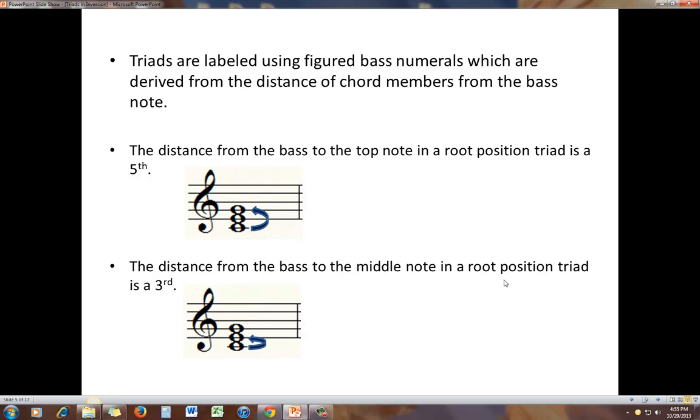Triads are labeled using figured bass numerals, which are derived from the distance of the chord members from the bass note. And figured bass is a practice which originated in the Baroque era, so approximately 1600 to 1750, the era when Bach was a major composer. At that point it was a means of labeling a bass line so that a keyboard player would know what chords should be played above the bass line, as keyboard players improvised above a bass line, much like playing from a lead sheet in jazz.